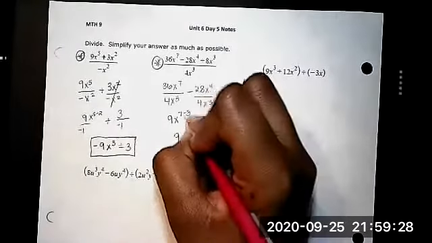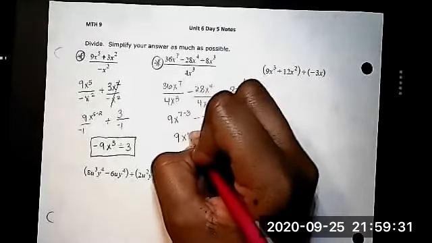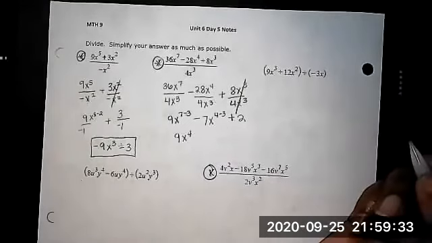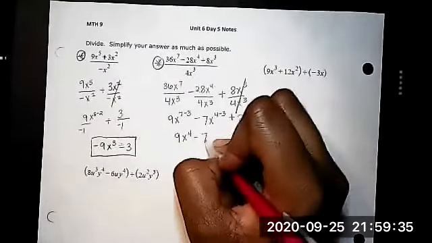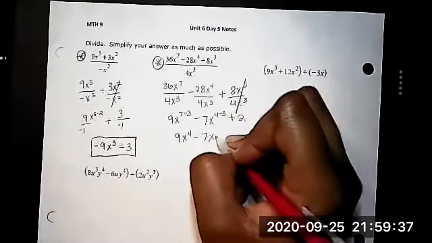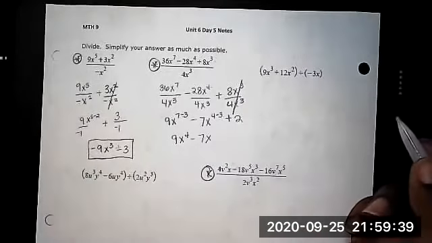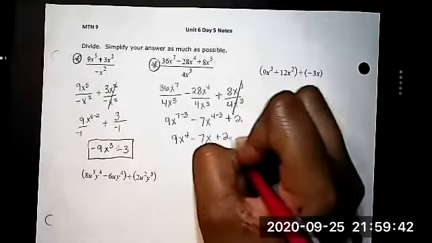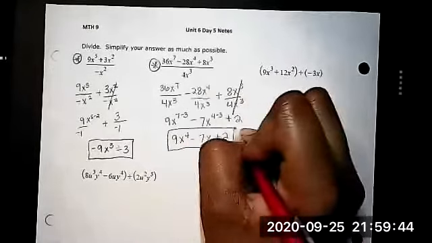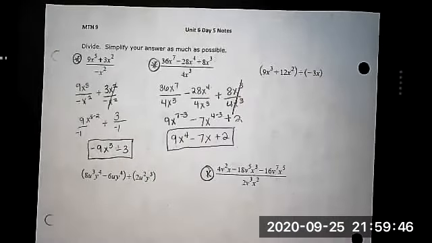So my answer would be 7 minus 3 is 4. So it's 9x to the 4th minus 7x, because 4 minus 3 is 1, and then plus 2. That is going to be my answer there. Okay.